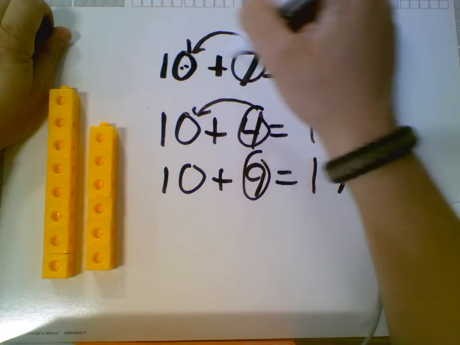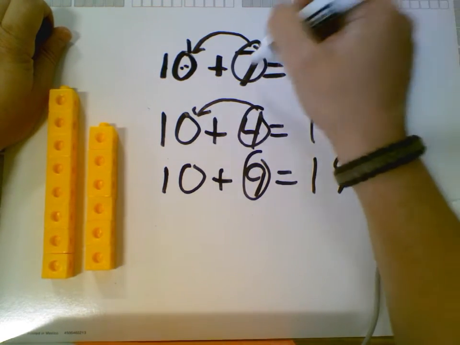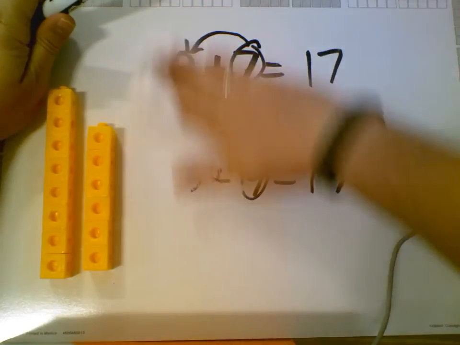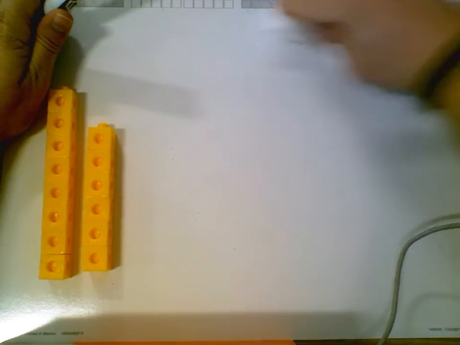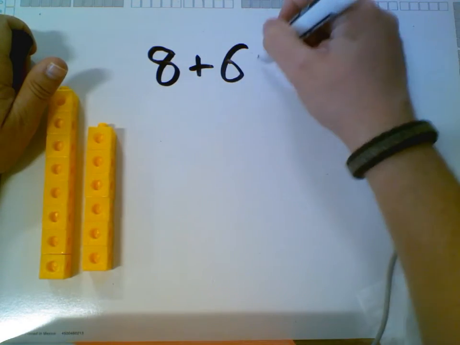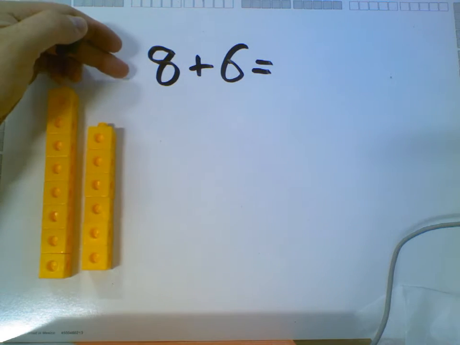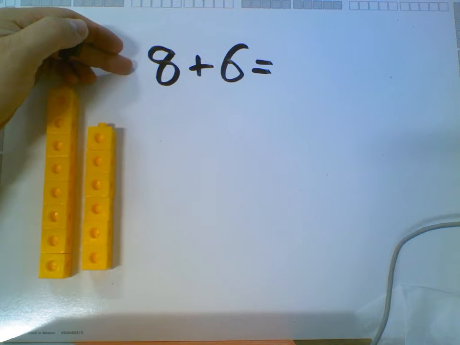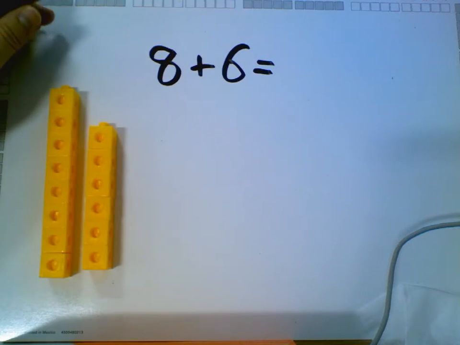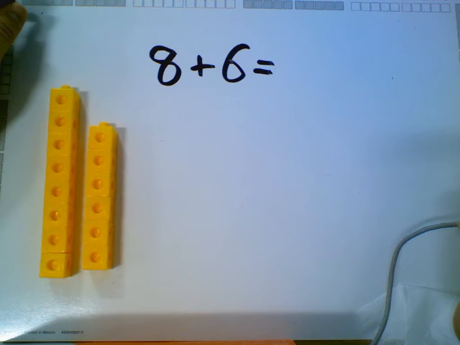So instead of 1, 0, you have 1, 7, because those 7 ones take the place of those 0 ones. It's pretty easy to add a number to 10. And that's why the make a 10 strategy might be handy for you to know. Let's say we had 8 plus 6. Now, neither of those numbers are 10. So we could count all of them, 1, 2, 3, 4, 5, 6, 7, 8, 9, 10, 11, 12, 13, 14, to get to 14. But even though I counted quickly, that still took a while.